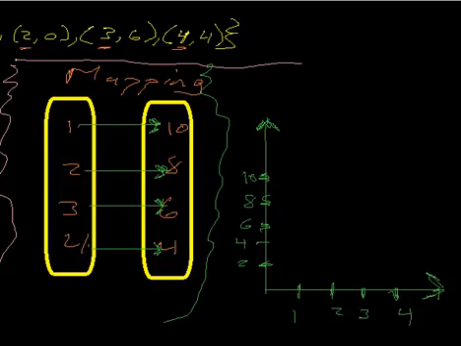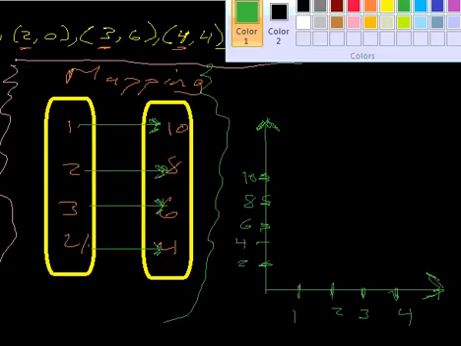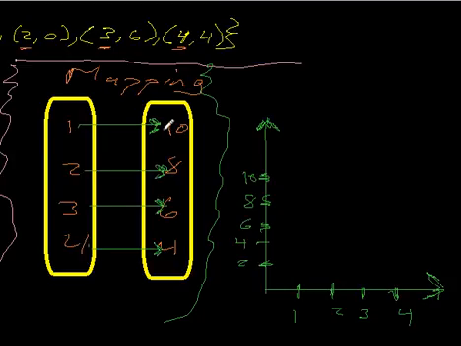And now the next thing that I want to do is plot my points. And I'll use yellow here. So 1 and 10 are connected. They're related to each other. And then moving along, I've got 2 and 8 that are connected. And 3 and 6 are connected. And 4 and 4 are connected.